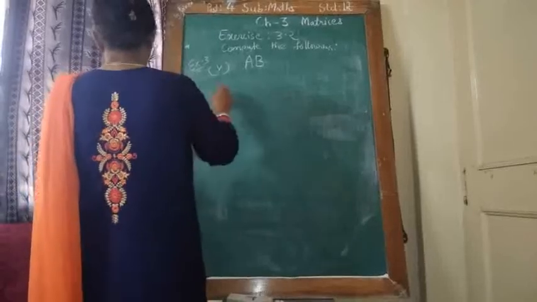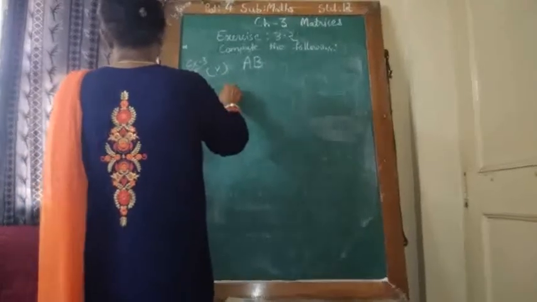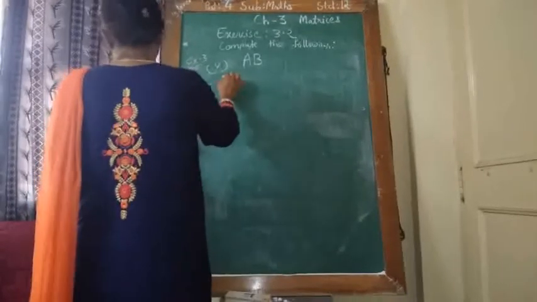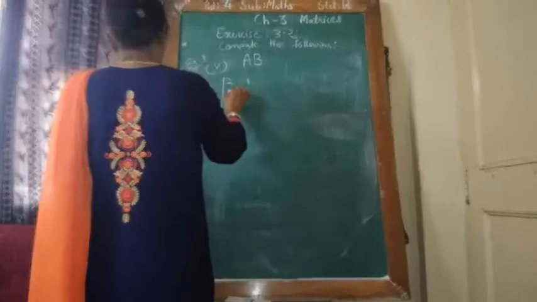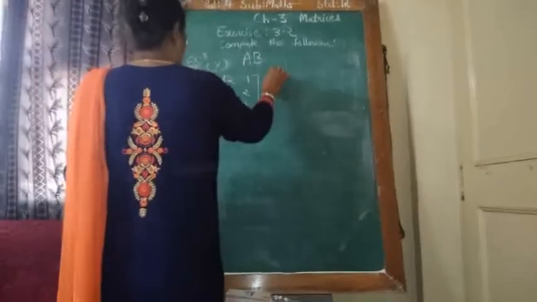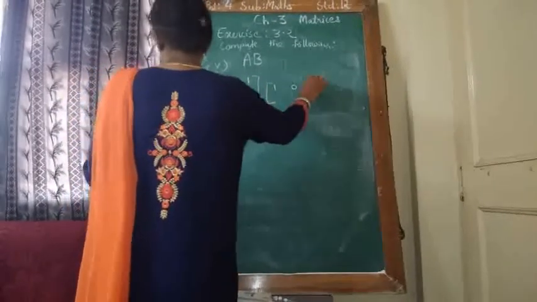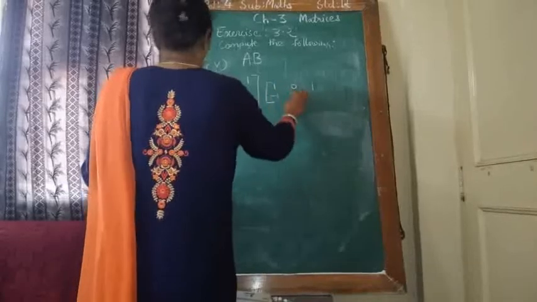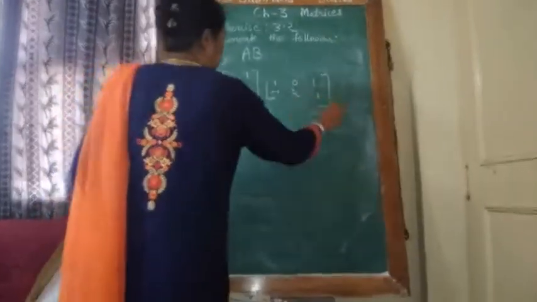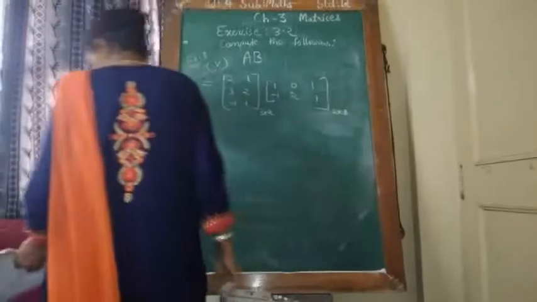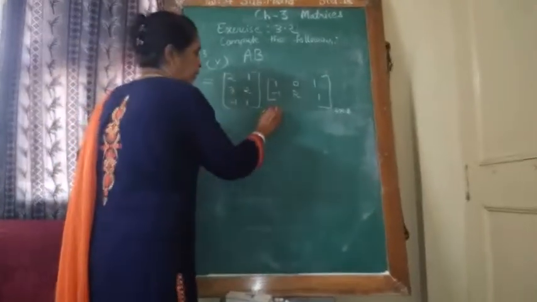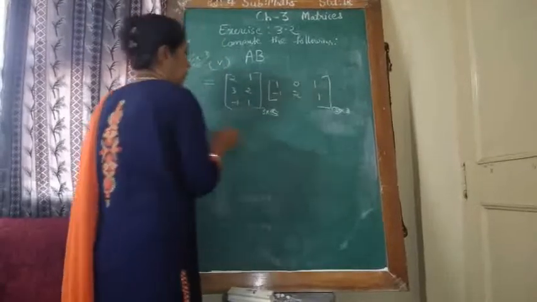It is of 3 cross 2 and 2 cross 3, so it is possible. Okay, so here you write 2 1, 3 2, minus 1 1. B matrix 1 0 1, minus 1 2 1. 3 cross 2, 2 cross 3. Clear? So possible or not possible? 3 cross 2 and 2 cross 3 is possible.